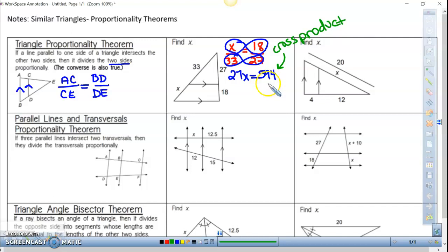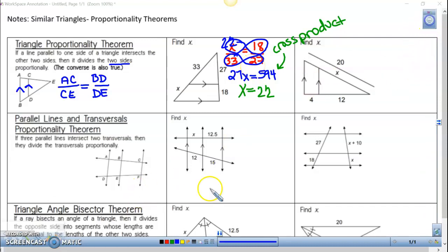Now if I divide 594 by 27, then we're going to get 22. Remember, another way you can check yourself is we said that these should be proportional. So if I plug in 22 right here, 22 divided by 33 should give me the same exact decimal as 18 divided by 27. If they don't, then obviously you did something wrong.